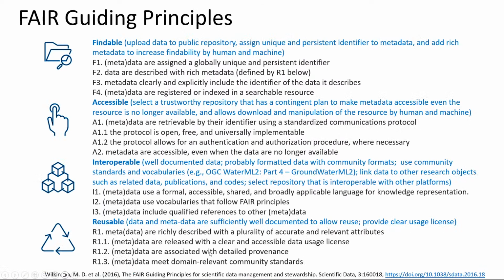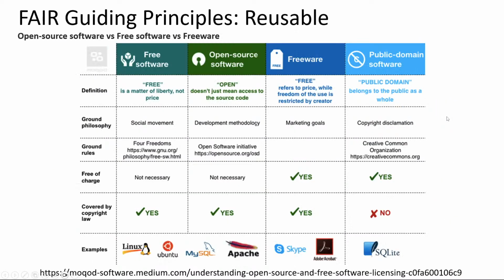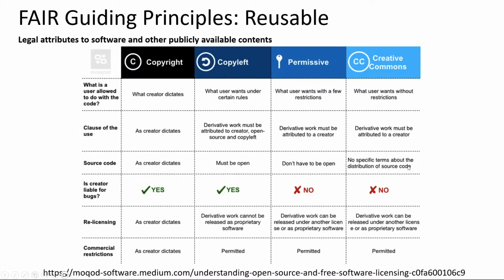Here are the FAIR guiding principles from this paper, which was published in Scientific Data. You can pause this slide and read it. I'm not going to read it. Here is how to make your data reusable. You see terms like free software, open source software, freeware, or public domain software. Here will provide you information on what each of these terms means. So you can learn about this.